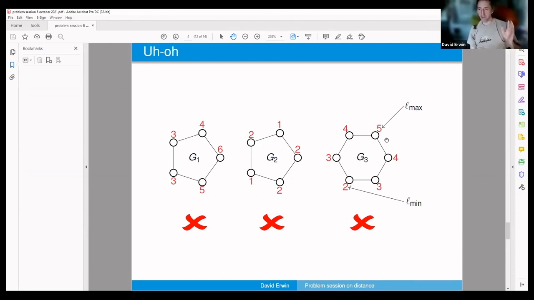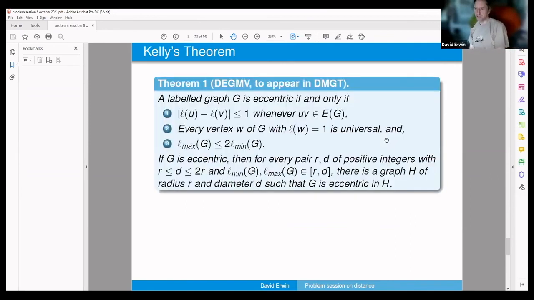Okay, so there are 3 labeled graphs that have 3 different issues with them that prevent them from becoming eccentric graphs. And what's surprising, actually, is that that's all you need to take care of. So this is a theorem from our accepted but not yet appeared paper, which I've called Kelly's theorem, because the principal idea in the proof was from one of the authors, Kelly Guest.